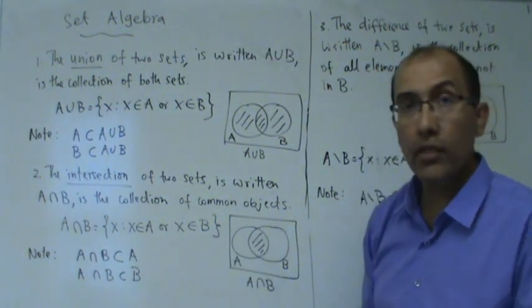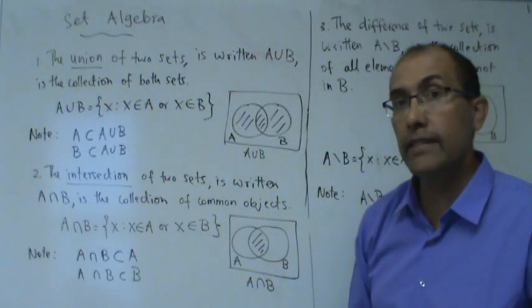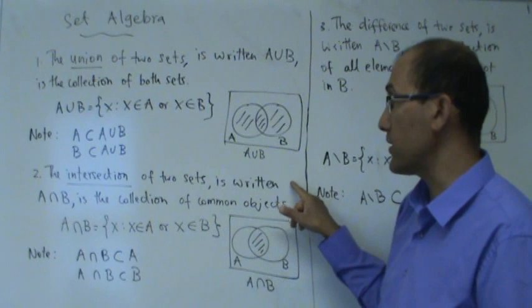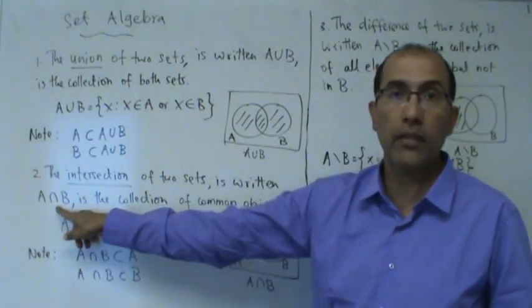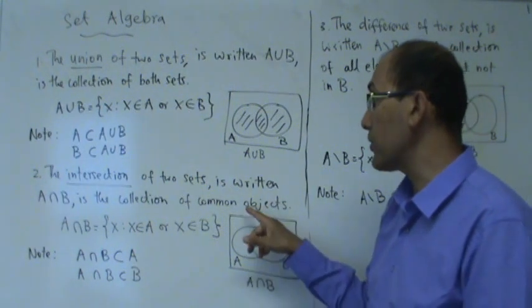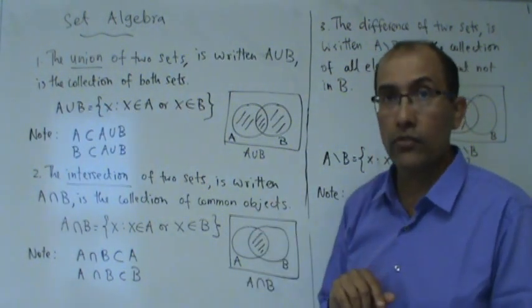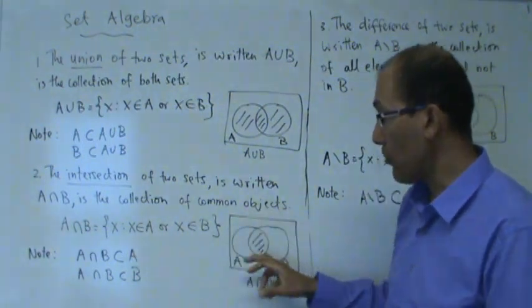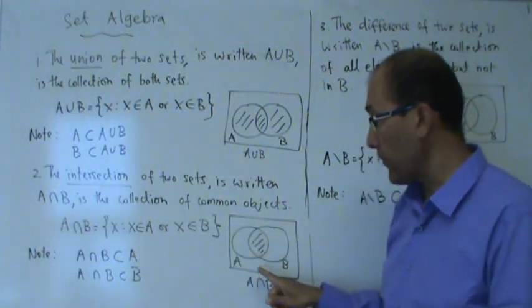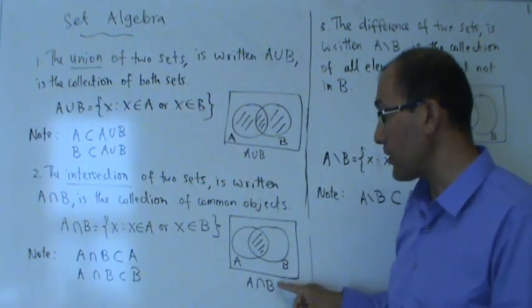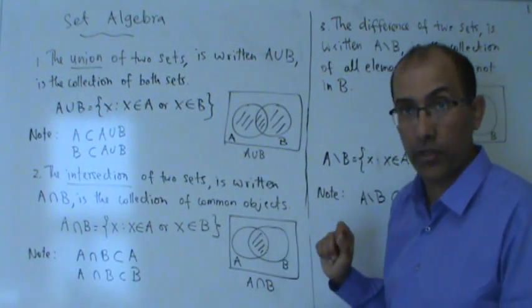The next operation we can do with two sets is intersection. And the intersection of two sets is written A intersection B. It's like a cap, and it's the collection of common objects. So that's what's common to both A and B. So if I draw you a little diagram here, you have a set A and a set B. In the intersection set A intersection B, it's only what's common to both.